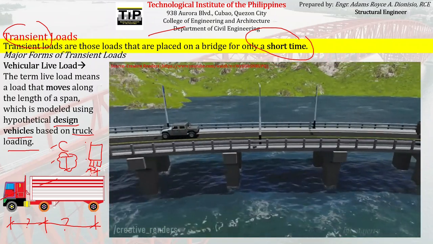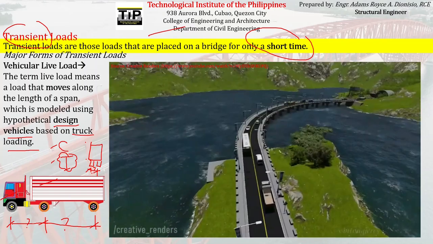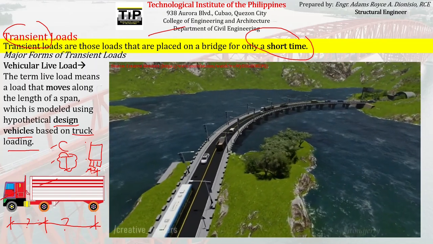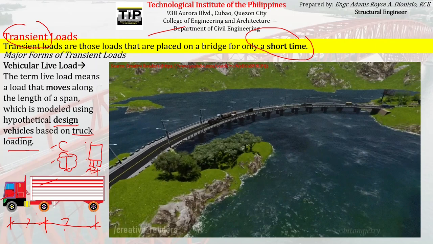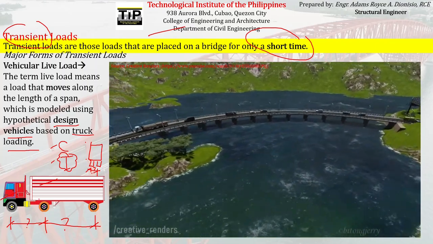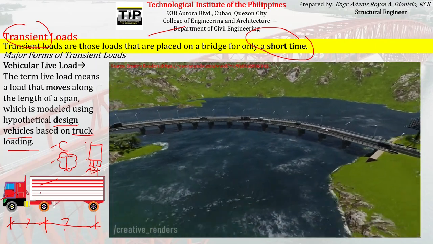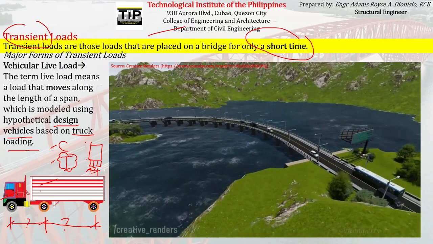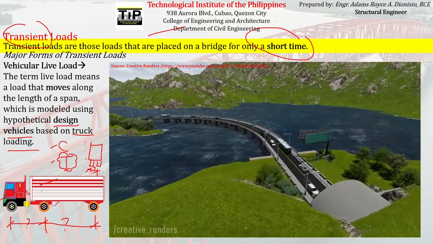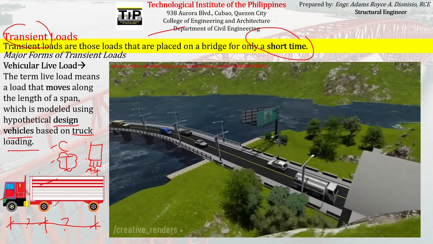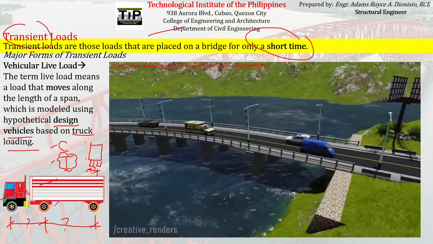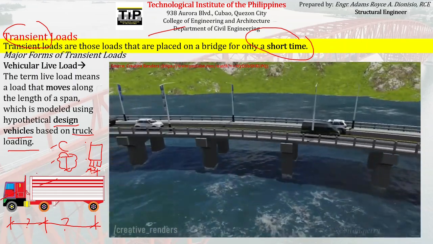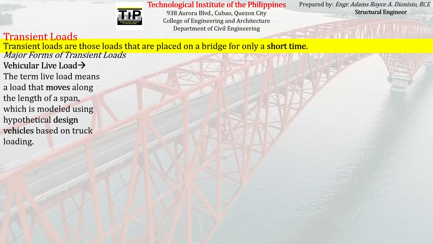So there is a particular dimensions of this particular truck that we usually use as our design vehicle whenever we design bridges. And yung mga dimensions na yan, and in addition to that is the weight of the truck. Yung mga bagay na yon, you can find them sa mga code. Okay, sa mga code provisions. Especially sa AASHTO at sa BGCS.